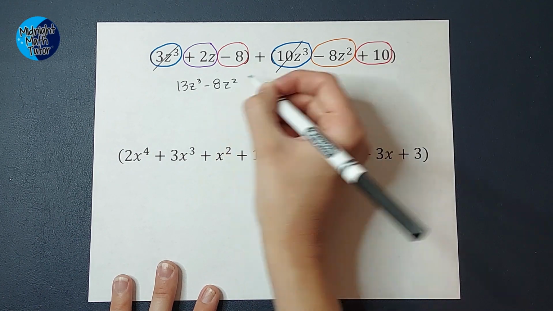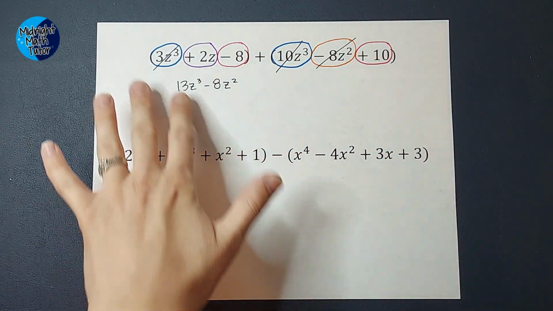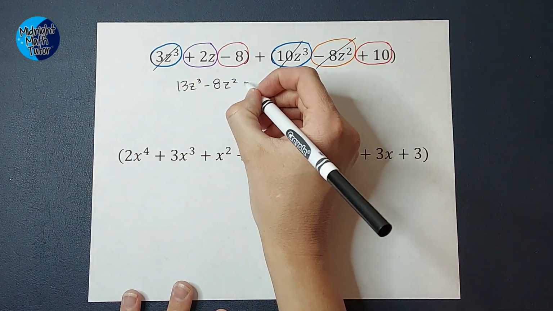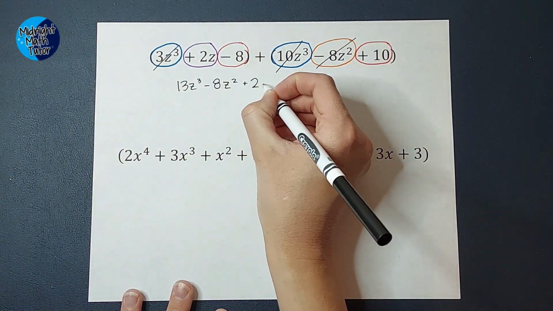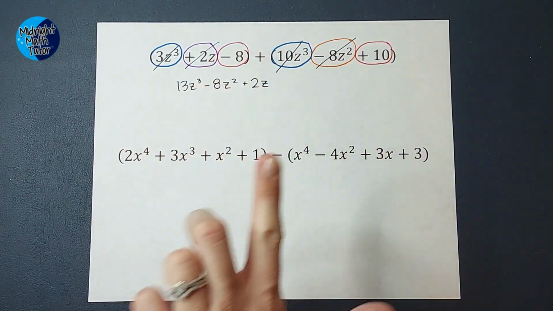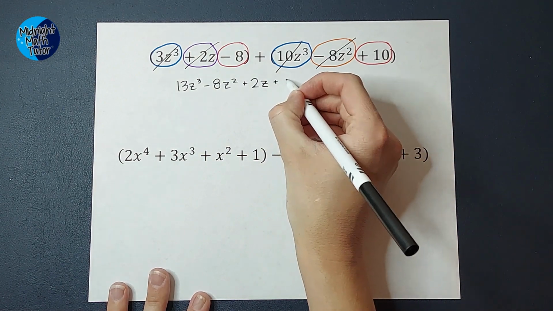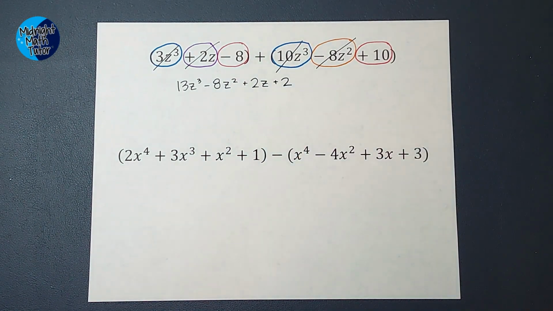-8z squared, okay? And then we want to do z next, which again didn't have a like term, so it's going to stay plus 2z. And then we have a -8 plus 10, which is going to give me a +2. Okay, and that's my answer. I've combined all my like terms. That's as simplified as I can get it at this point.